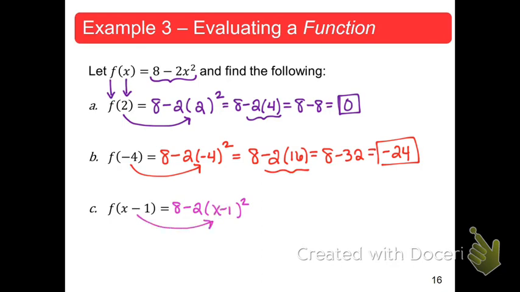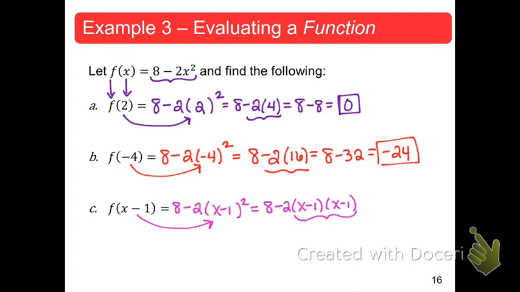Now, can I take that square and distribute it across the parenthesis there? No, because it's got that plus or minus sign. That's not allowed. So what does it mean when something's squared? That means it's times itself. So we got 8 minus 2 times x minus 1 times x minus 1. So this means we're going to have to do FOIL.